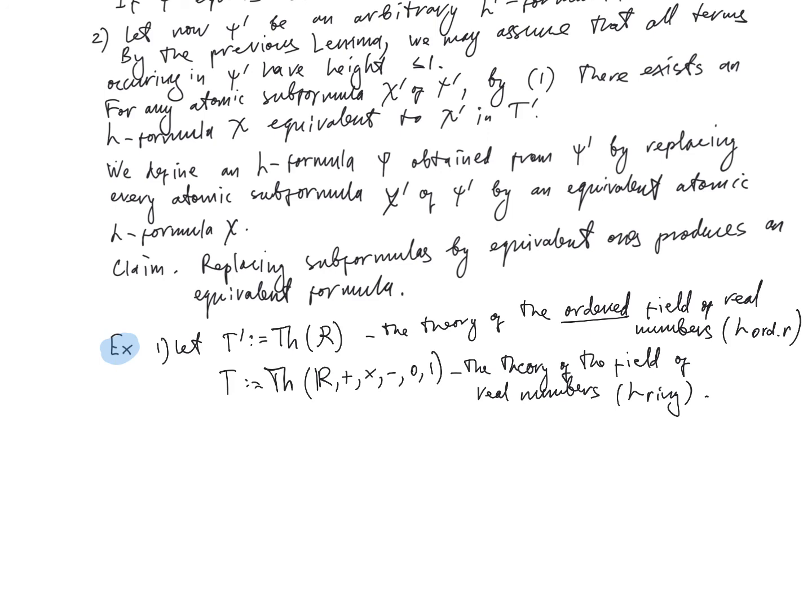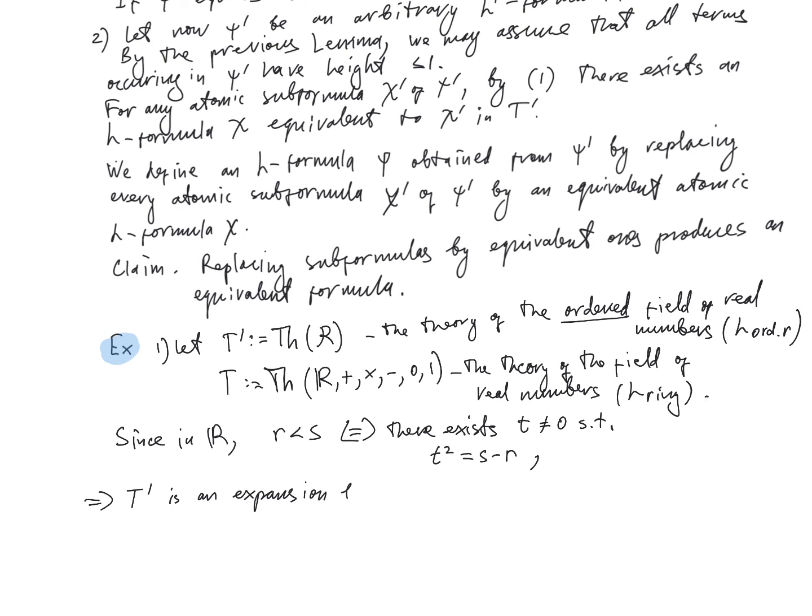But now we have that in R, R is less than S for two real numbers, if and only if there exists a real number T different from zero, such that T squared is equal to S minus R. It follows that T prime is an expansion by definition of T, as this condition can be expressed by a formula, and hence we can write a formula phi less than in two free variables x and y, which is going to hold precisely when x is less than y.